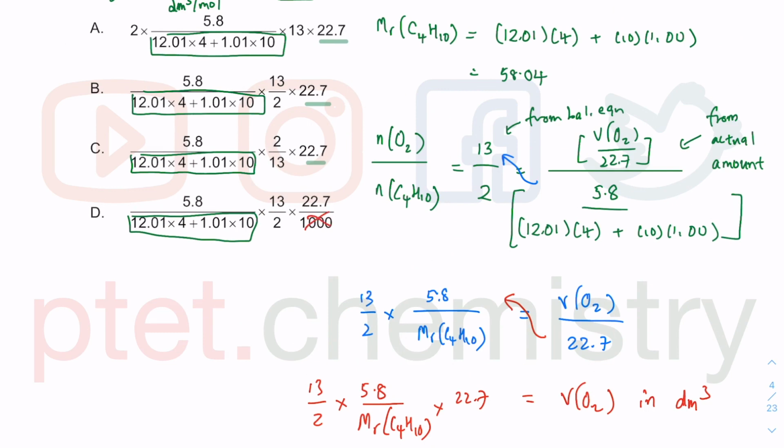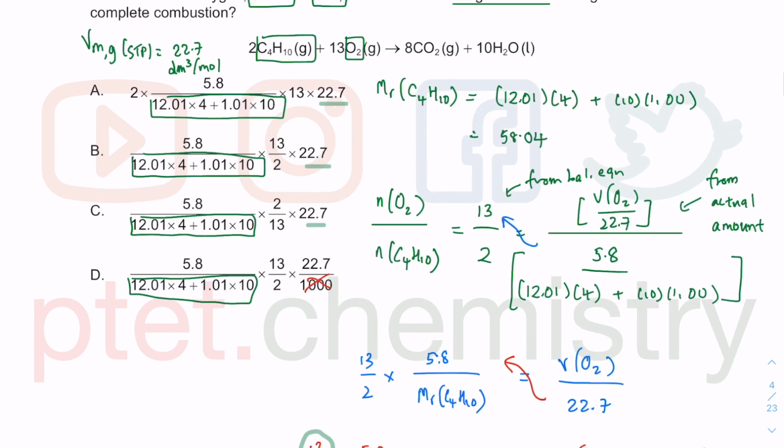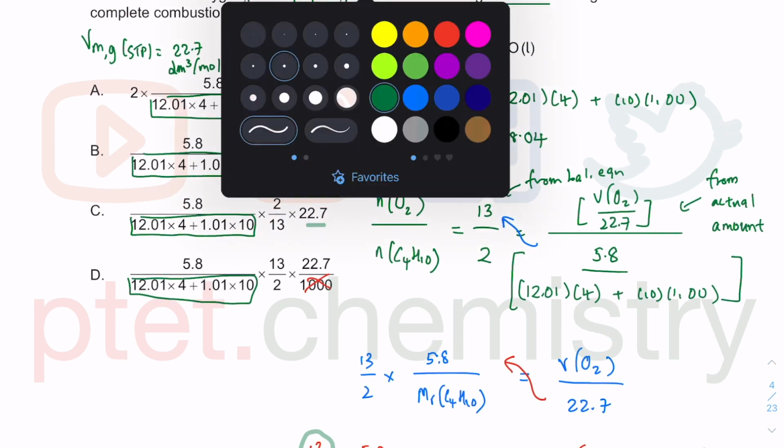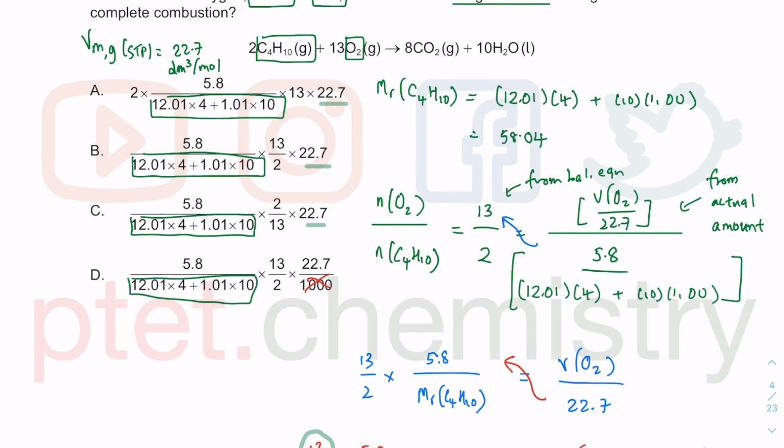What else can I say? We have the 13 over 2 ratio because we don't move this ratio around, we just move this up there. So it has to be 13 over 2 as well. And we see here, our problem for option A is this 13 times 2. So A is wrong, D is wrong, and 2 over 13 is wrong. So you can only have one answer, which is option B there.